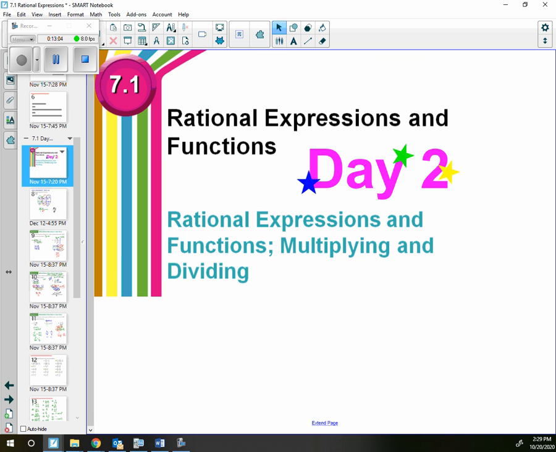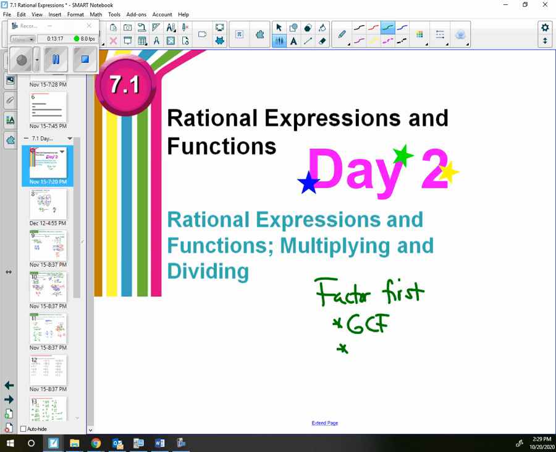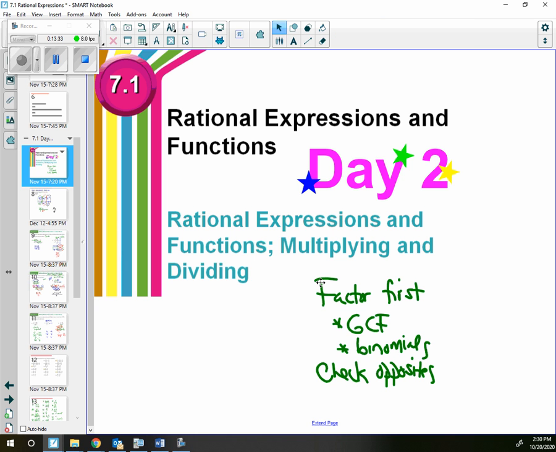Okay, so day 2, make sure you always factor first. So if we're trying to reduce, factor first. So break things down into a product of its factors and look to see what you can divide out. When you're factoring, don't forget to look for GCFs, and then you're going to factor things into binomials, and don't forget about your cube formulas. You have those to be able to do as well. And then we're also going to check for opposites. So if we have opposites, we can also divide those out. So that's kind of our big picture idea for simplifying with these rational expressions.